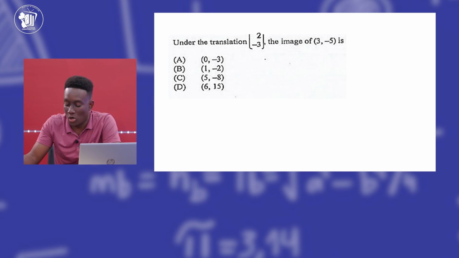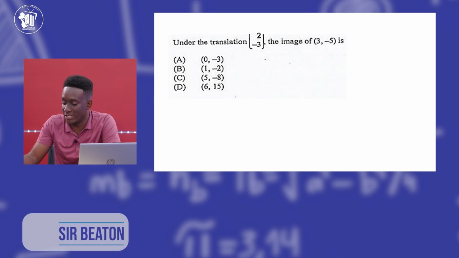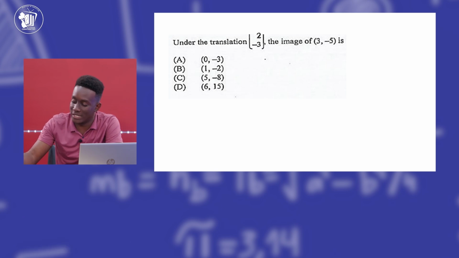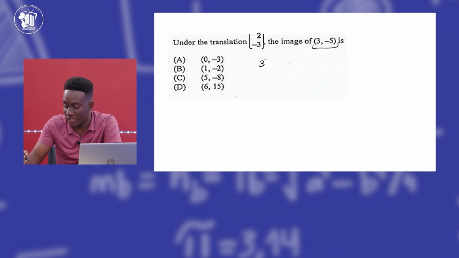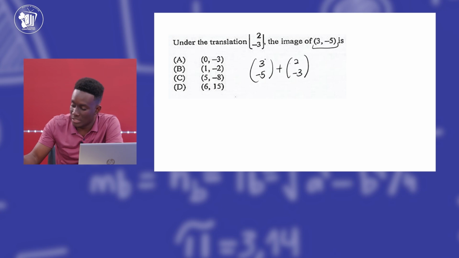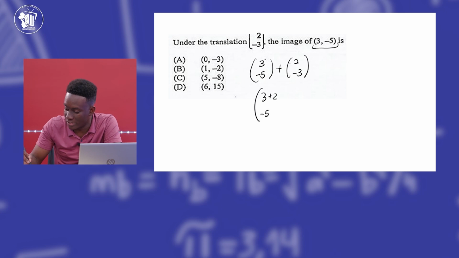So the next one says, under the translation (2, -3), the image of (3, -5) is. So we see we just need to add the object plus the translation vector, and that would give you the image of this here. So we can turn that into vector form, (3, -5), plus the translation vector, which is (2, -3). That would give me 3 plus 2, and also -5 plus -3. So these two, the negative and the positive, will turn into a negative.